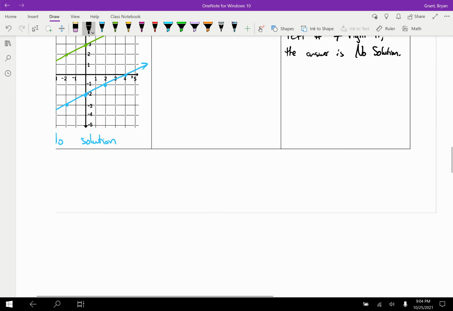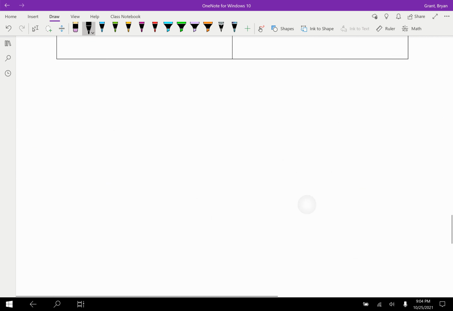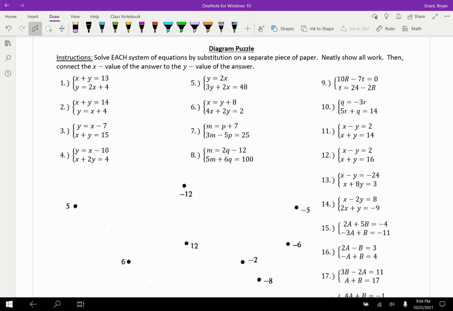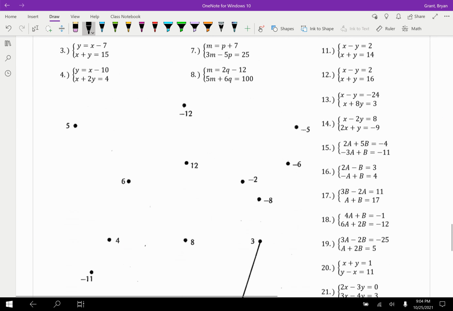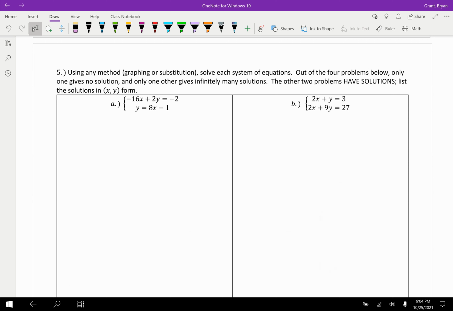All right, our last part for today, if you have extra time, I did include a bonus page at the end. If you're totally super far ahead and the rest of your class is dragging behind, there are some practice problems here, and they're good ones. You'll need a separate piece of paper. But everybody's exit ticket for today is this last problem. It says using any method, graphing or substitution. Most of my students found these hard to graph, so I'm really going to suggest you use substitution. Solve each system of equations.